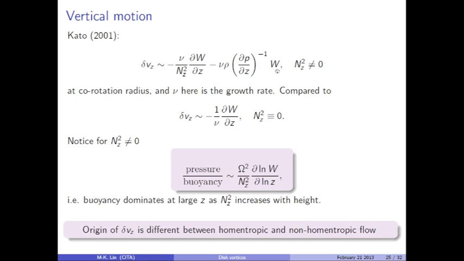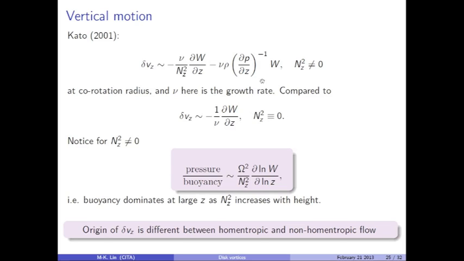And the second term here is just proportional to W. And it also depends on dP/dz, which is basically vertical gravity. So the second term here is actually a buoyancy term. Now this first expression here is very different to the case where the vertical Brunt-Väisälä frequency is identically zero. If this is the case, then the vertical velocity, delta Vz, is given by this expression here, roughly speaking. And these two are very different, which suggests to me that vertical velocities have a different origin between homotropic disks, so that's where Nz is 0, and disks which are non-homotropic, where Nz is not identically 0.